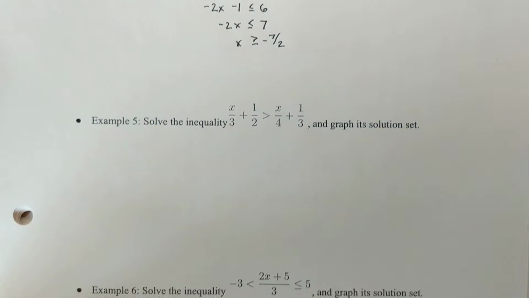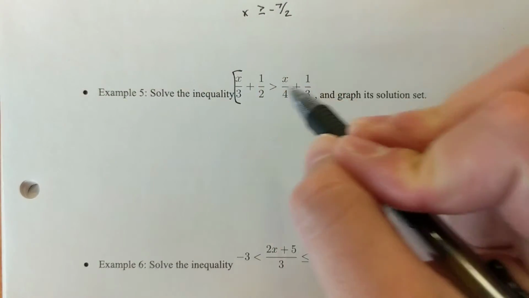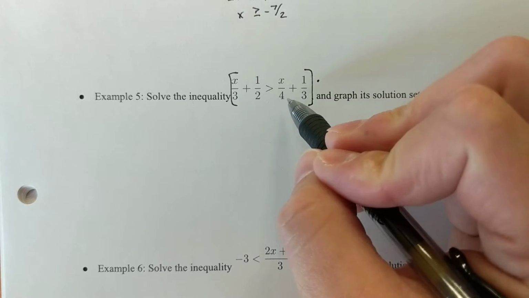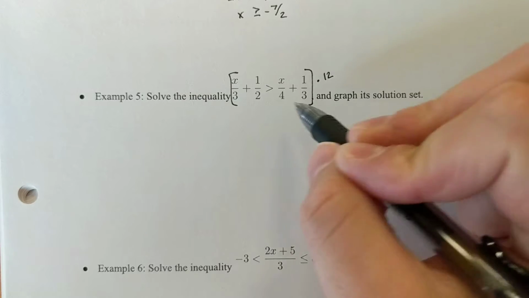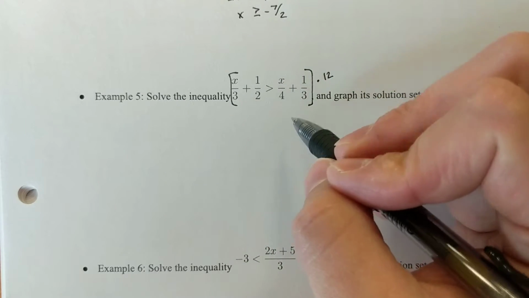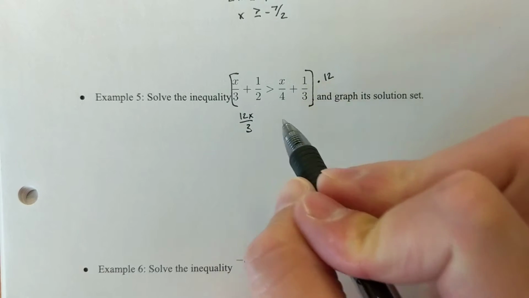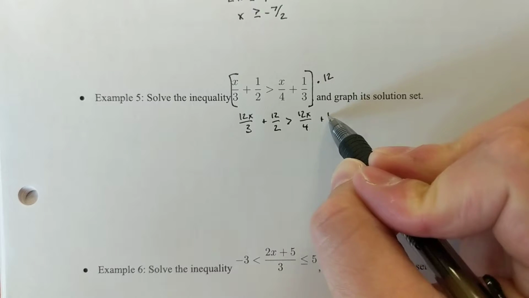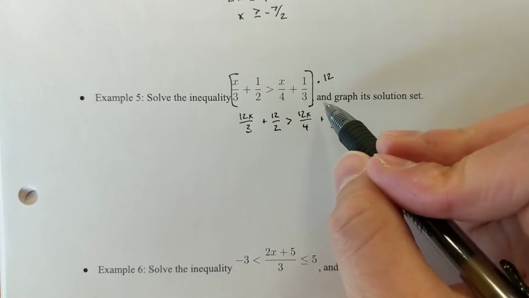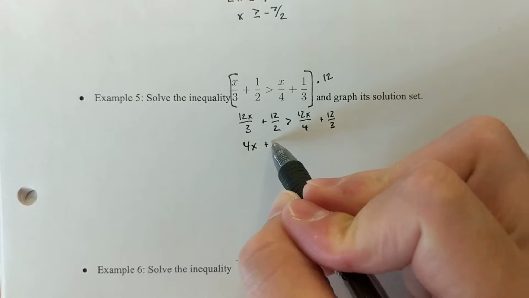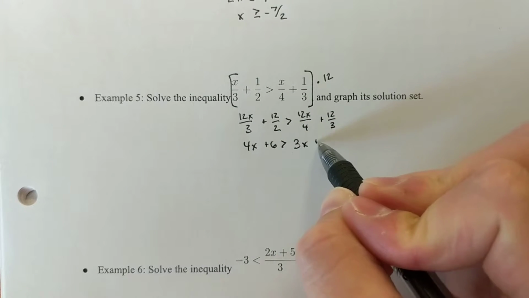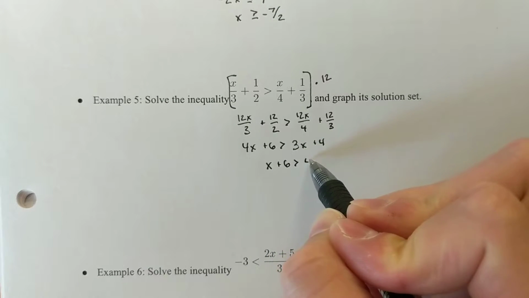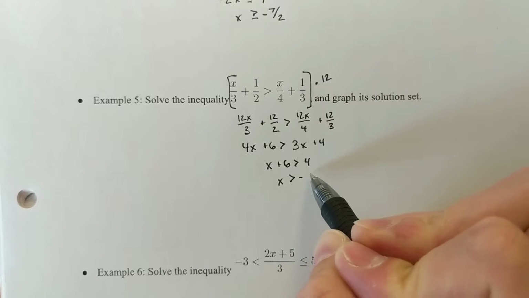All right, so for example 5, solve the inequality. So since these are all fractions, I'm going to take the fraction out. So the common denominator between 3 and 2 and 4 is going to be 12, is the smallest number that can be divided by 3, can be divided by 2, and can be divided by 4. So I'm going to have 12x over 3 plus 12 over 2 greater than 12x over 4 plus 12 over 3. Because remember, the number only multiplies the numerator. So this is 4x plus 6 is greater than 3x plus 4. Bring the x over, gives me just x. And then send the 6 across.